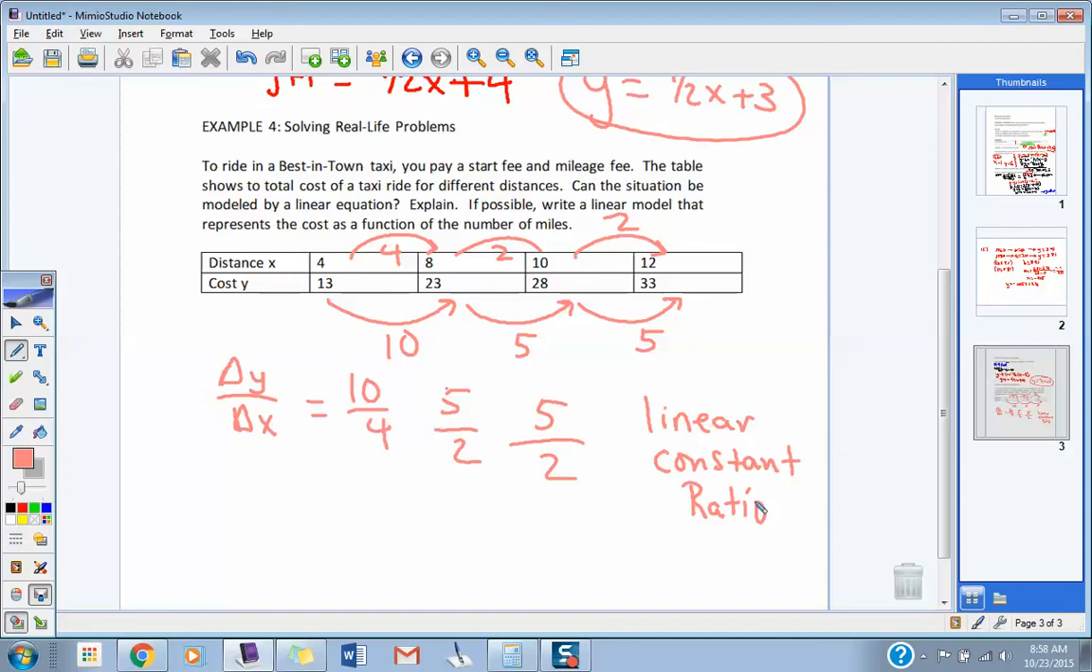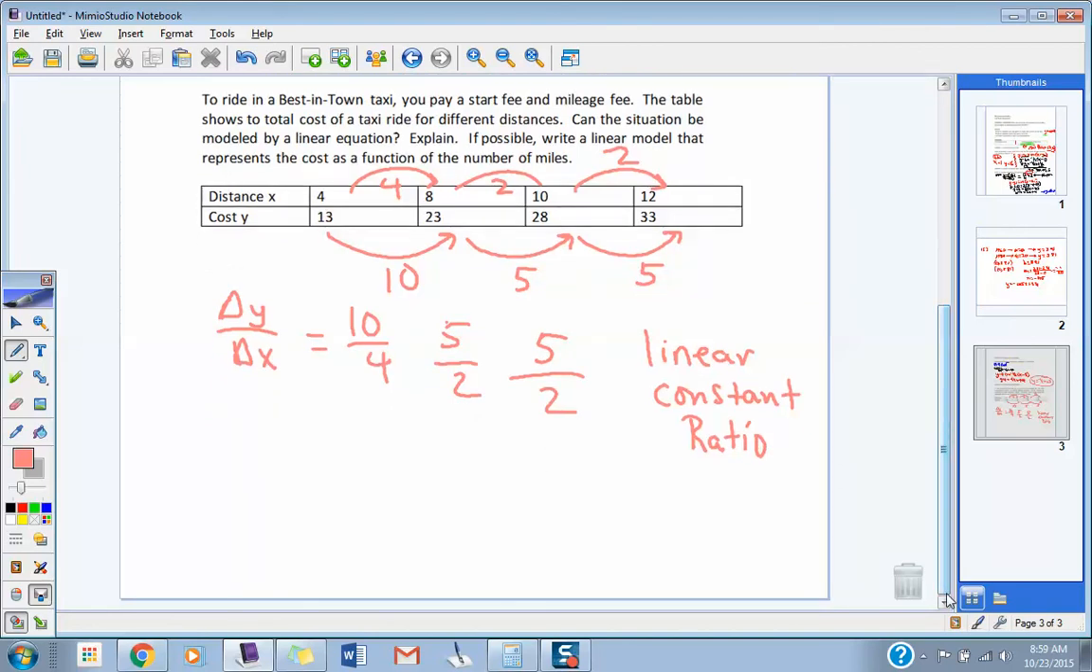Okay, so here's the deal. We want to model this right here. It says if it is linear, which we've just shown that it is, is it possible to write a linear model that represents the cost as a function of the number of miles? You bet it is. Now again, guys, if you didn't catch on to the constant rate idea, and I'll say this over and over again, what's one place to turn to? Maybe look at it visually.